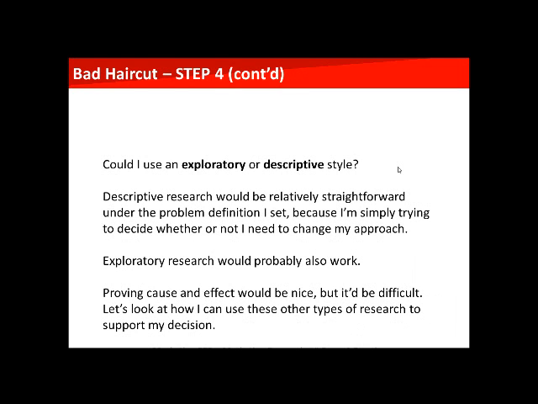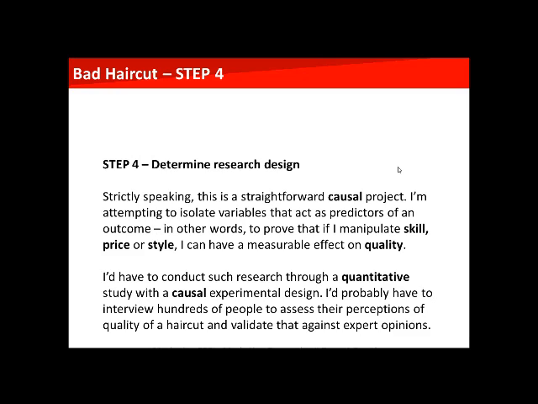So now that we have our research objectives, we can now determine our research design. So strictly speaking, this is a pretty straightforward causal project. I'm attempting to isolate variables that act as predictors of an outcome. So I'm trying to see if I can manipulate skill, price, or style and have an effect on quality.